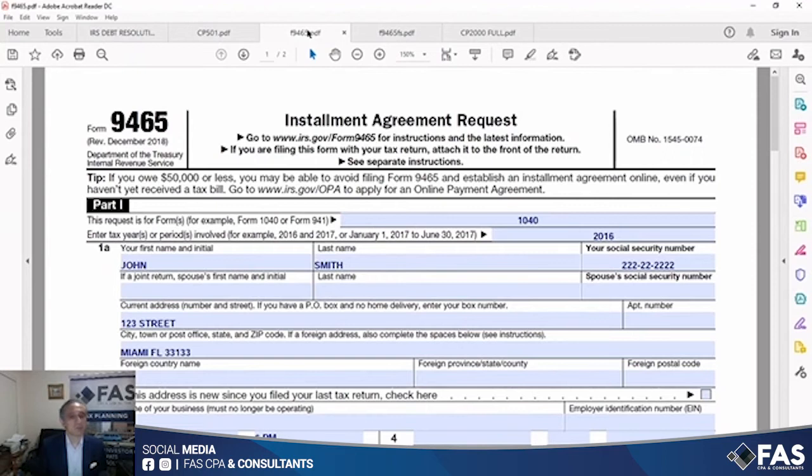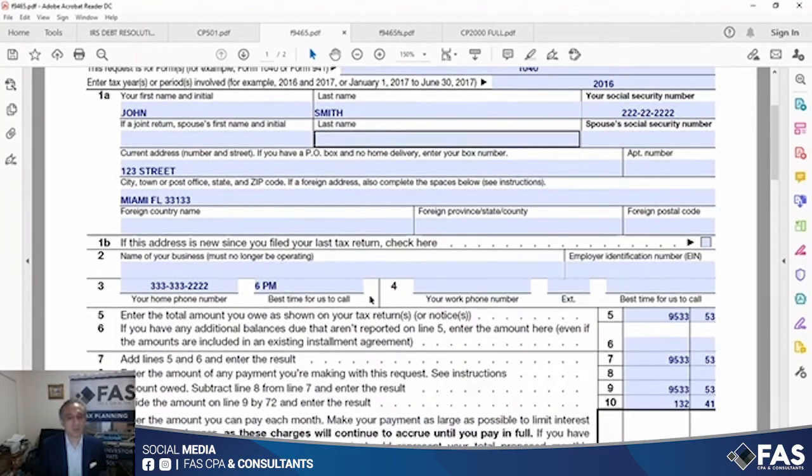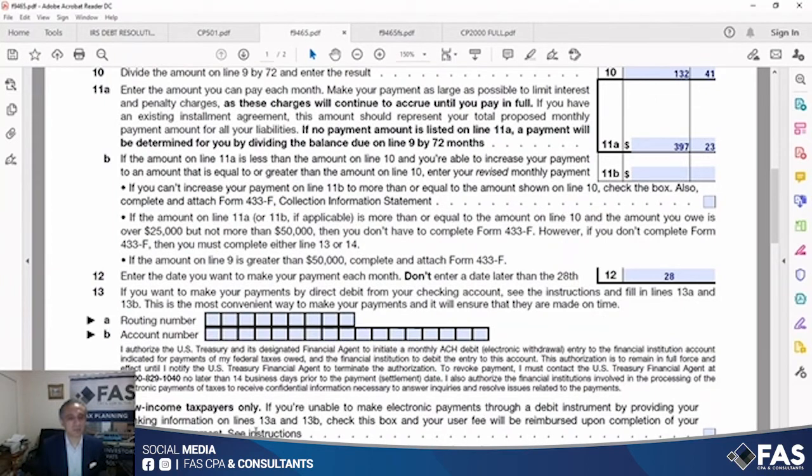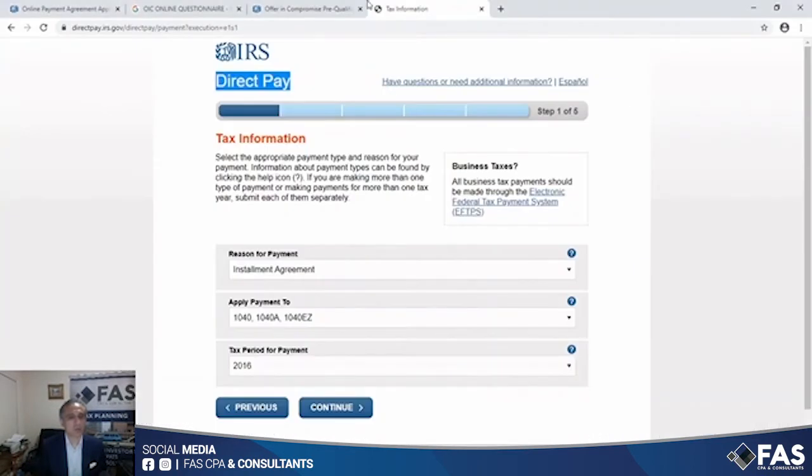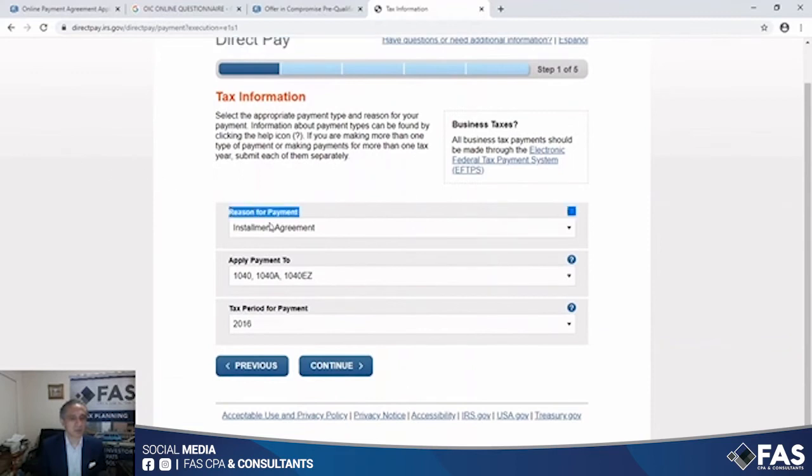The installment agreement will be processed, and it will take between 30, 60, and sometimes 90 days. During that time, if you selected the option of automatic debit, remember, go to irs.gov/payments, and then select the payment either by credit card or by direct debit, and use these 3 things that you need. The reason for payment is installment agreement. Apply payment to 1040, the number of the form, and the tax year. In this case, it is 2016. Then you will continue the information.